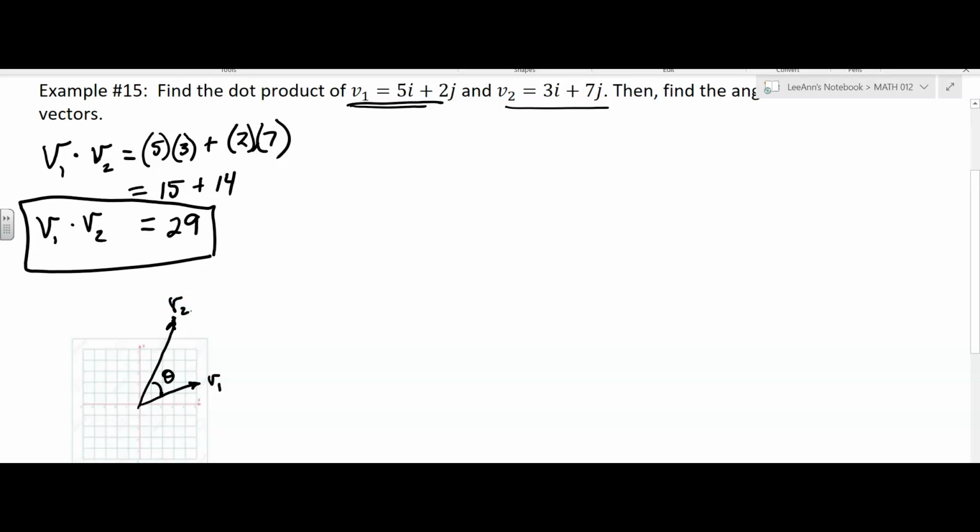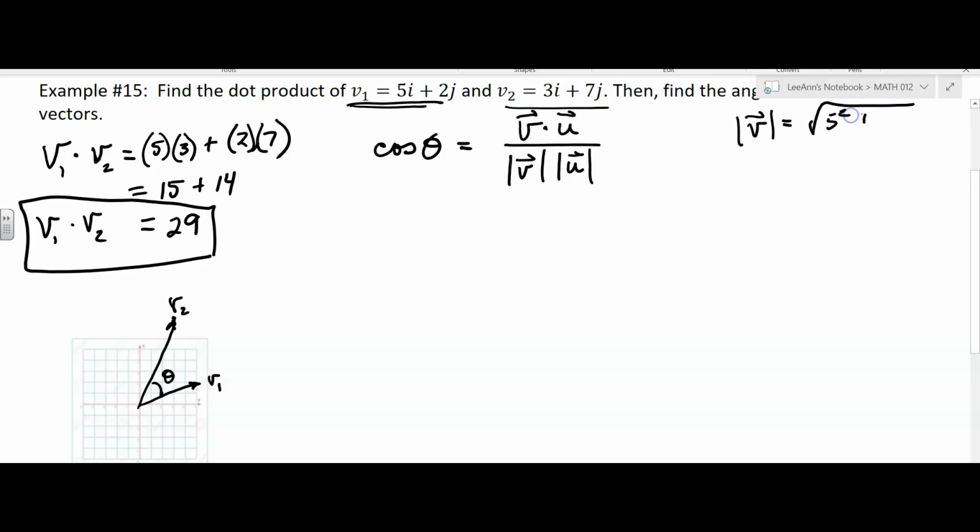Now notice that you're in the first quadrant. I'm going to do it my way, then I'll talk about how the book does it. Okay, so cosine theta is equal to V dot U, which we already figured out, and by the way, those are vectors, over the magnitude of V times the magnitude of U. Okay, so I have to find the magnitudes. What will the magnitude of V be? Well, it's going to be the square root of 5 squared plus 2 squared. So that's going to be 25 plus 4, which is the square root of 29.